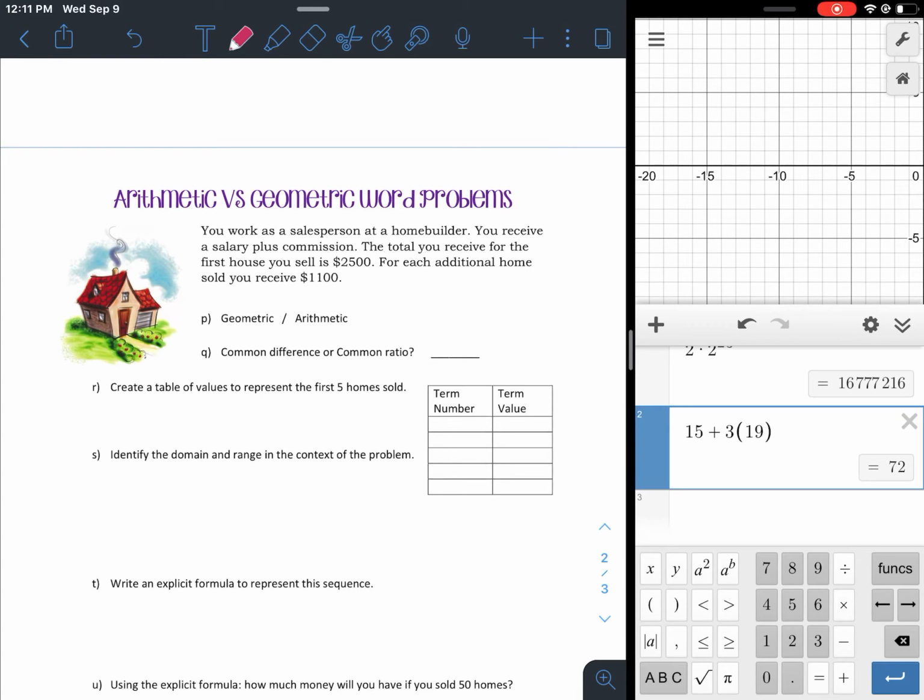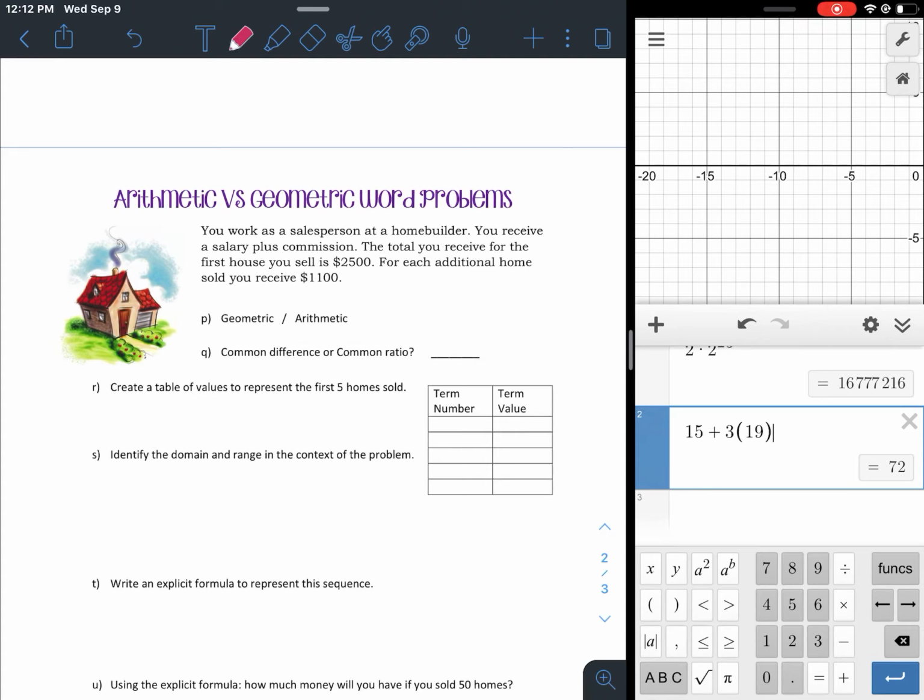You work as a salesperson at a home builder or a realtor. You sell houses, I'm trying to say. So a realtor receives their salary plus commission. Commission is just that extra money that you make for selling houses. The total you receive for the first house you sell is $2,500. So you're making $2,500 just for selling a house, and then each additional house you sell after that is $1,100.